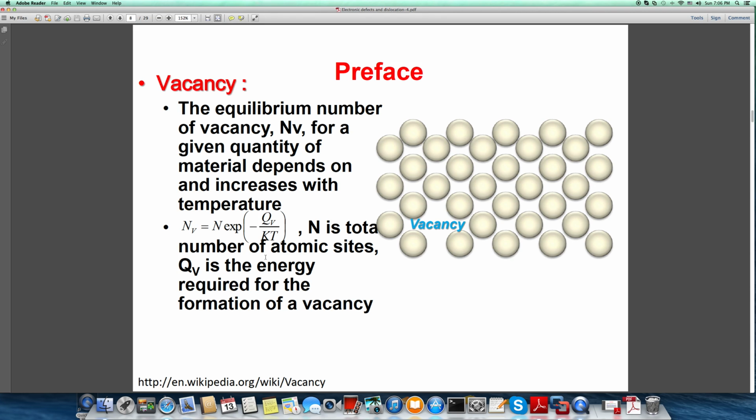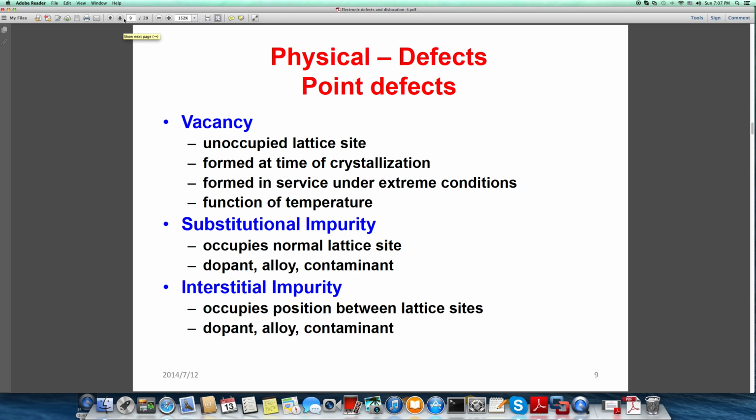Here is the equation to describe the vacancy. N is the total number of atomic sites, and QV is the energy required for the formation of a vacancy. Here you can see the diagram. The perfect structure will look like this. When this element is gone, it leaves an empty site here, and it is a vacancy. Therefore, for point defects, we have the vacancy, an unoccupied lattice site, the substitutional impurity, which occupies a normal lattice site, and the interstitial impurity, which occupies a position between lattice sites. That's it.